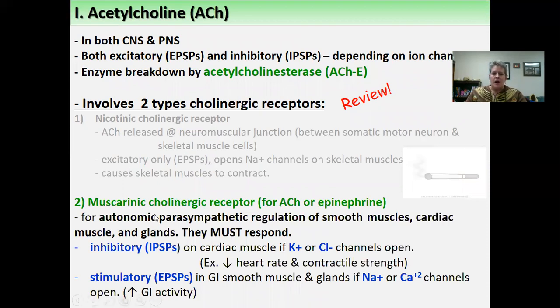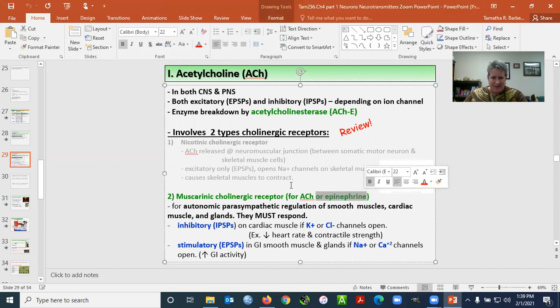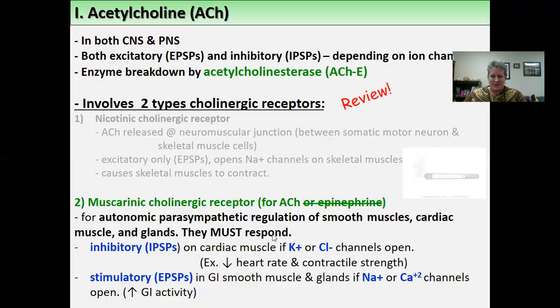Let's go on to the next type of cholinergic receptor. That is going to be muscarinic cholinergic receptor. And if you remember, muscarinic means you must. You have no voluntary control. It's for autonomic control of your body. And a muscarinic cholinergic receptor, I've got a mistake here that I'm going to have to fix. Let me do that now. It is for acetylcholine. Let's cross that out. I didn't look at my PowerPoints before doing this. If it's a cholinergic receptor, it's only for acetylcholine. So notice I crossed off epinephrine.